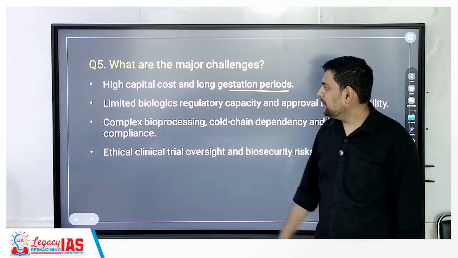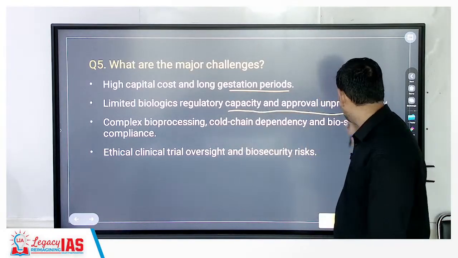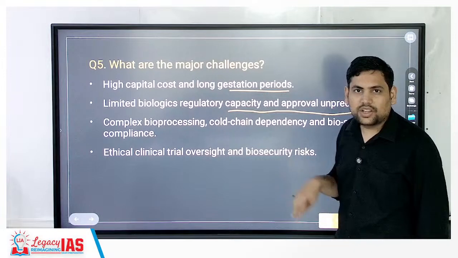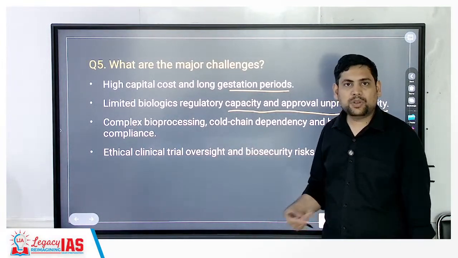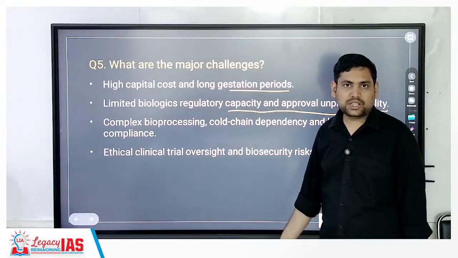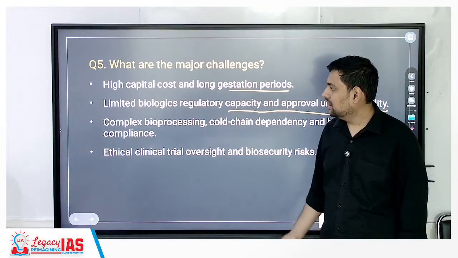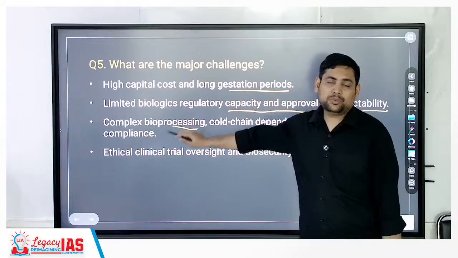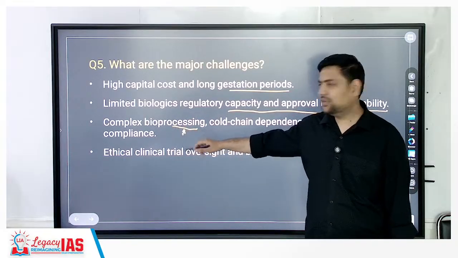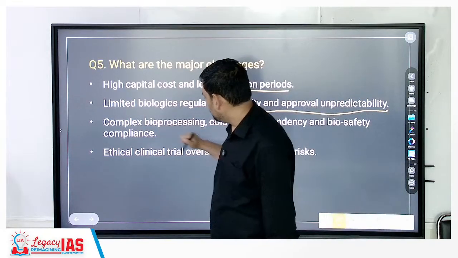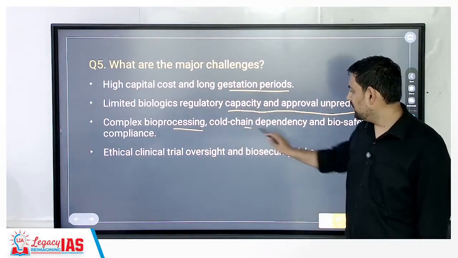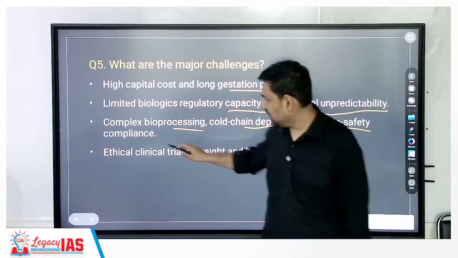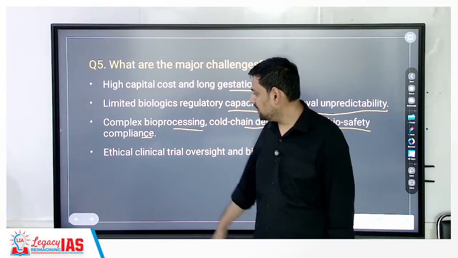Then limited biologics regulatory capacity and approval unpredictability. So right now we don't have a proper framework. Maybe within this scheme or program we'll develop much better regulation for biologics. Then limited bioprocessing capability. This is why I was saying that we won't be able to develop many new biopharmaceuticals. Our focus will be on biosimilars eventually. Cold chain dependency and biosafety compliance. This is very limited right now in India.